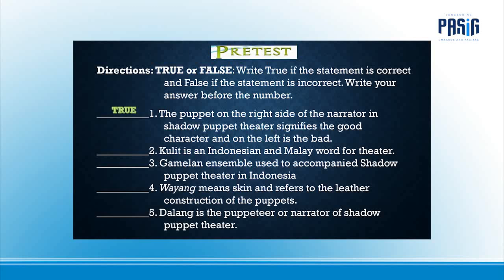Number 2. Wayang kulit is an Indonesian and Malay word for theater. True or false? And the answer is false. Number 3. Gamelan ensemble is used to accompany shadow puppet theater in Indonesia. True or false? And the answer is true. Number 4. Wayang means skin and refers to the leather construction of the puppets. True or false? And the answer is false.